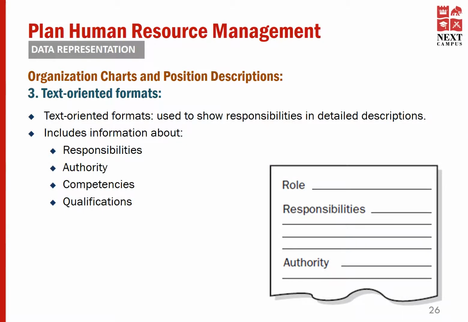And the third type of organization chart is text-oriented formats. And these are used to show responsibility in detailed descriptions. These text-oriented formats include information about responsibilities, authority, competencies, and qualifications. As you know, responsibility defines what you will be doing, what your activities are in a project. Authority defines what your decision level is. What are the initiatives you can take on your own without asking a higher person in the organization.